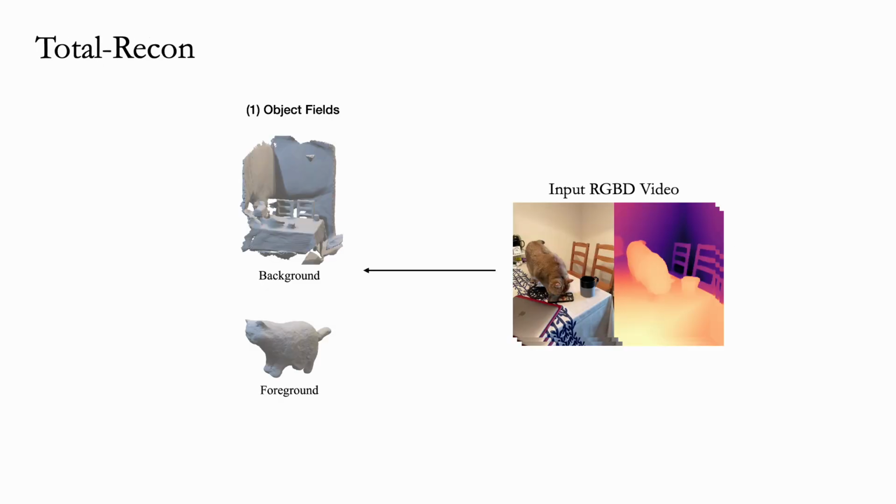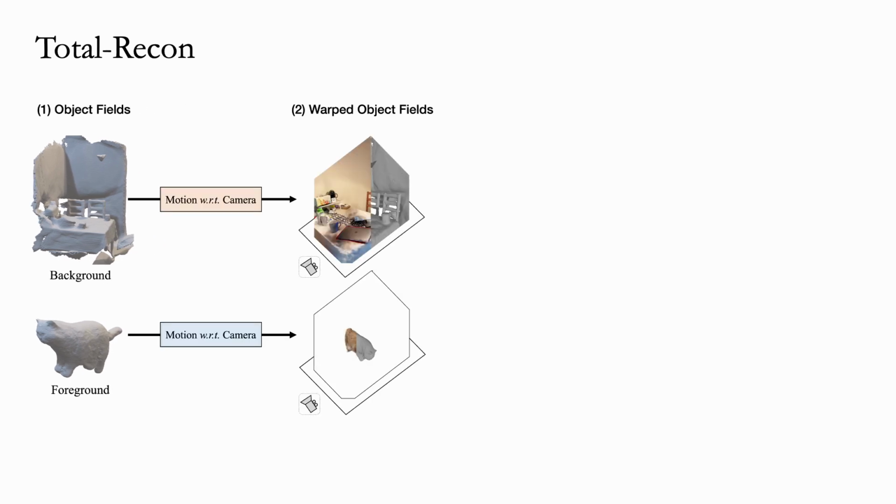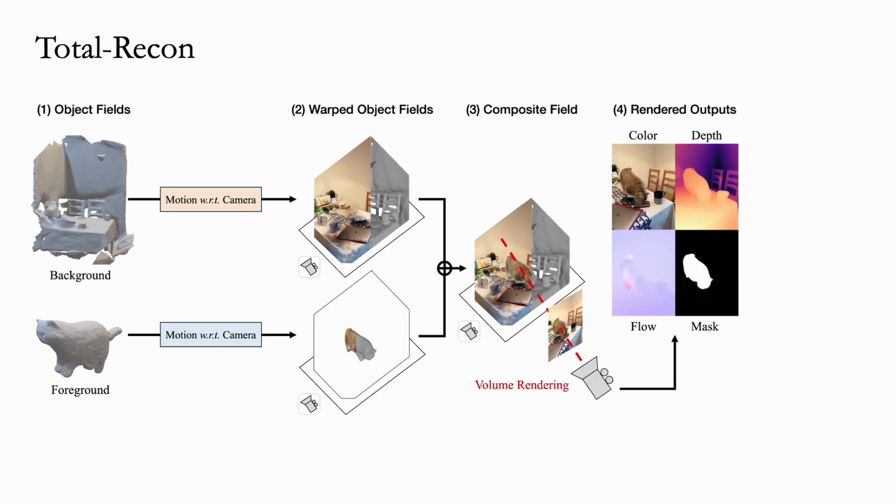So how does Total-Recon work? Given an RGBD video of a deformable scene, Total-Recon reconstructs a compositional NeRF that learns the appearance, geometry, and motion of every object in the scene. The motion of each object is represented in the camera frame. To render a scene, each object field is first warped into the camera space with their respective motion models. Next, the warped object fields are combined into a composite field, which is then volume rendered into various 2D feature maps. The entire model is trained using a set of reconstruction losses defined on the rendered 2D outputs.